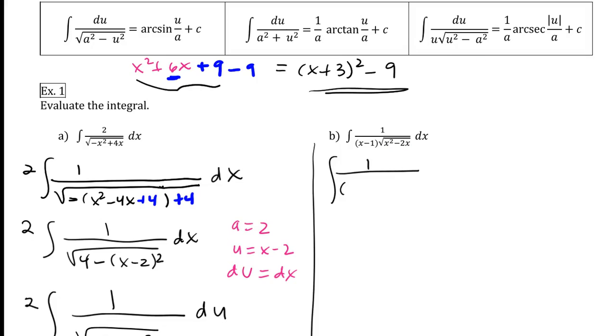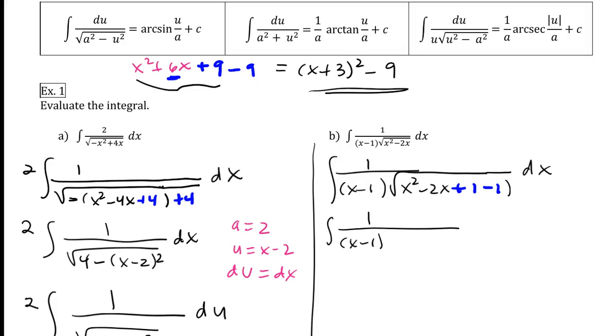So 1 over x, square root. What is this going to be? x squared minus 2x. If I complete the square, I'm going to add 1, because half of negative 2 is negative 1, and negative 1 squared is 1. But then I better subtract it so I don't break any math rules. dx. Now 1 over x, this is x minus 1, the square root of x minus 1 squared minus 1.